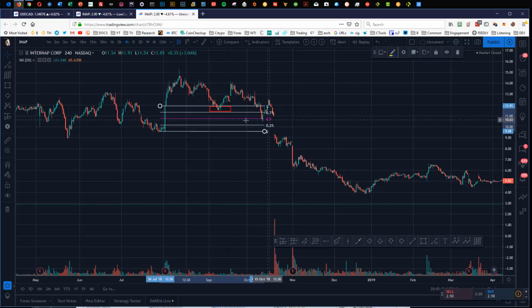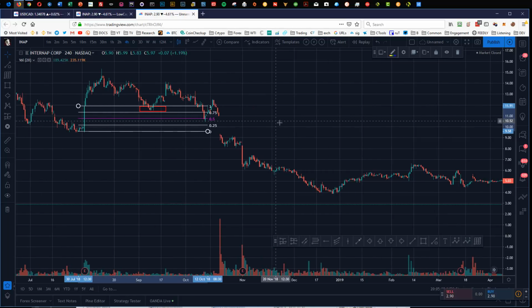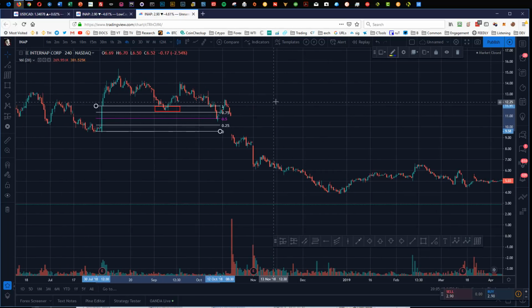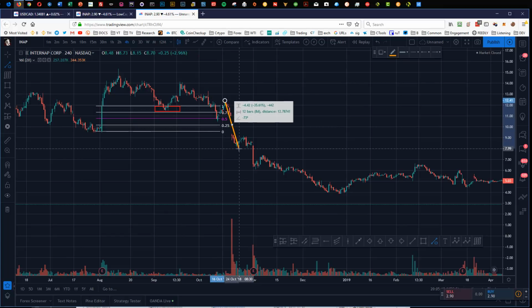Now, the second thing it did here, which is another sign, and this is specific to the markets that gap, is that a gap is an impulse move. So this is an impulse move right here.